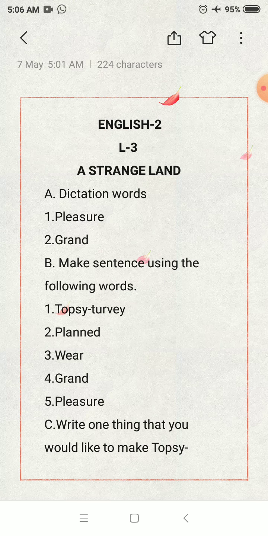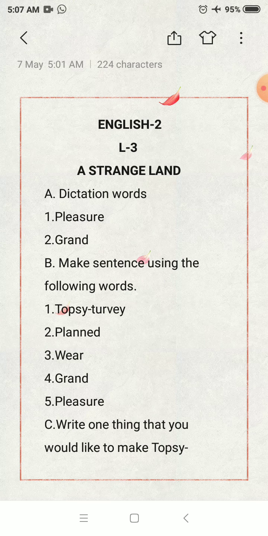There are some words given in this poem. These are the dictation words. Number 1, pleasure. Number 2, grand. So, students, you have to write these words: pleasure, and number 2 is grand. Write them with the meaning, and you don't have to make any mistake while writing them. Practice writing these two words again and again so that you don't make any mistake. You have to learn the meanings as well.